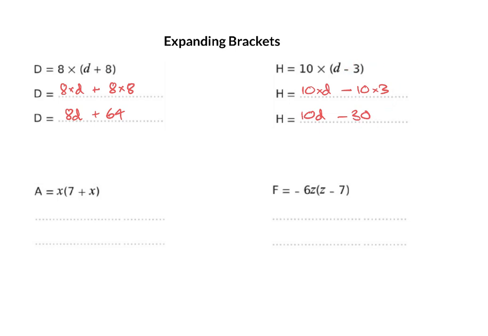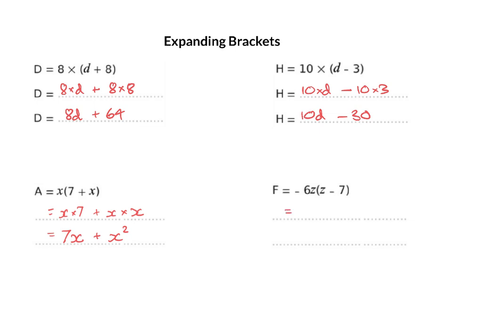Carrying on similarly, at the bottom here, a is going to be equal to x multiplied by 7 plus x multiplied by x. Now x multiplied by 7 is 7x. We wouldn't write x7, we always put the number in front, so that's 7x, plus an x multiplied by x is simply x squared, x to the power of 2.